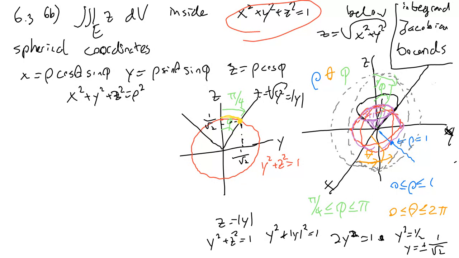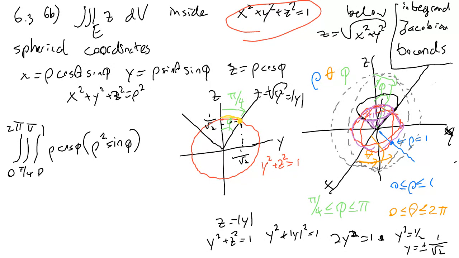Now let me just do the triple integral. Everything is constant. So theta is from 0 to 2 pi, phi is from pi over 4 to pi, and rho is from 0 to 1. Z is equal to rho cos phi. Be careful not to forget the Jacobian, which is, I believe, rho squared sine phi. And then we have d rho, d phi, d theta.